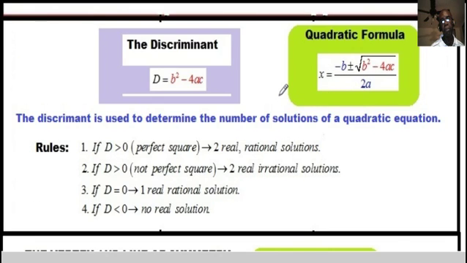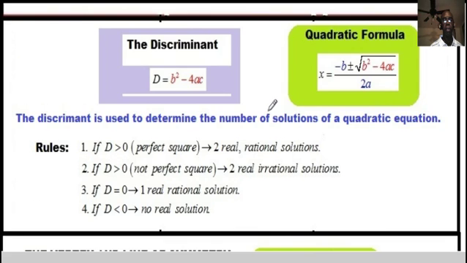There are two things we want to look at in this formula. One of these is called the discriminant. What is the discriminant? The discriminant is a part of the quadratic formula. It is basically the radicand, the expression under the radical. The discriminant is this expression, b squared minus 4ac. The discriminant is used to determine the number of solutions to a quadratic equation, that is, whether the quadratic function will have one solution, two solutions, or no solution.